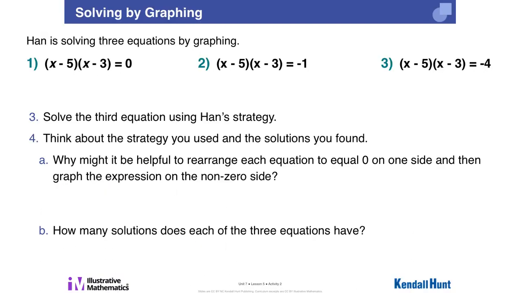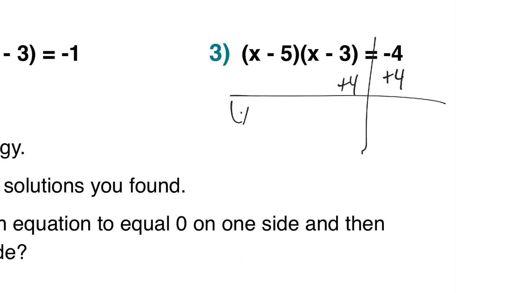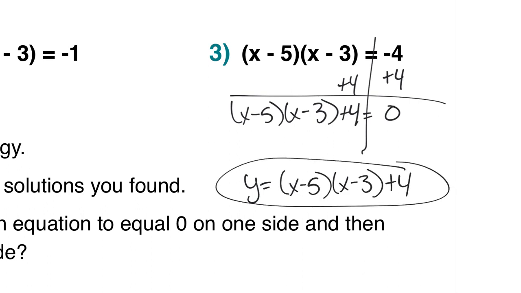Now we're going to solve the third equation using Han's strategy. So the first thing we need to do is get it equal to 0 like Han did. So I'm going to add 4 to both sides of the equation, and everything that's being multiplied is still going to be there. We just have the plus 4 now over on its own. And now we're going to graph this. We're going to graph the equation when we type it in, x minus 5 times x minus 3 plus 4. So graph that and find the solution.